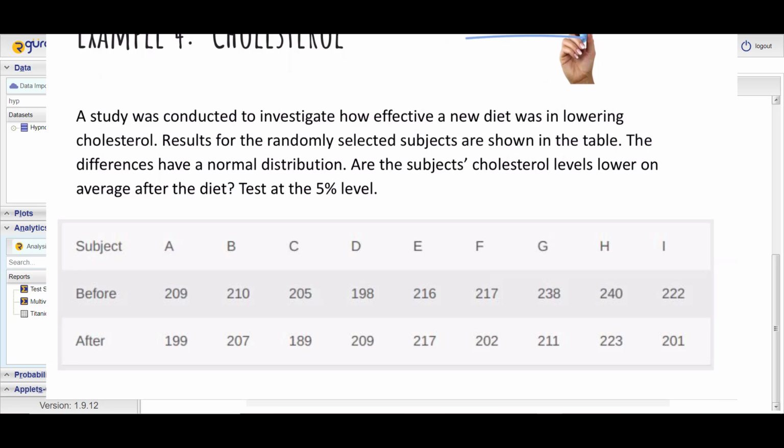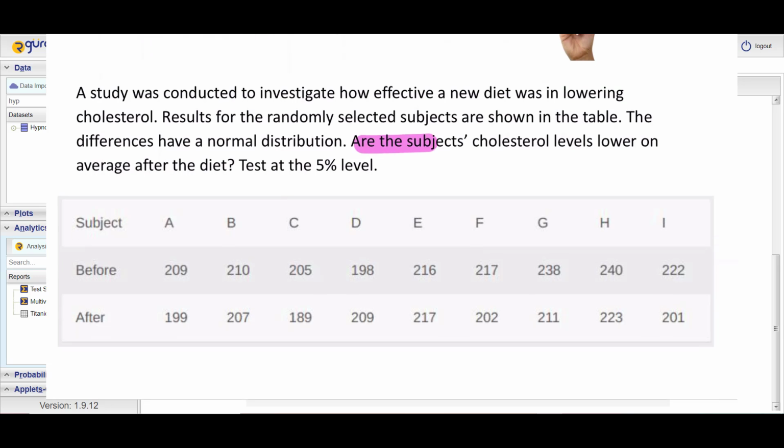So a study was conducted to investigate how effective a new diet was in lowering cholesterol. Results for a randomly selected subject are shown in the table. The differences have a normal distribution. Are subjects' cholesterol levels lower on average after the diet? So lower after. So we need to do after minus before.